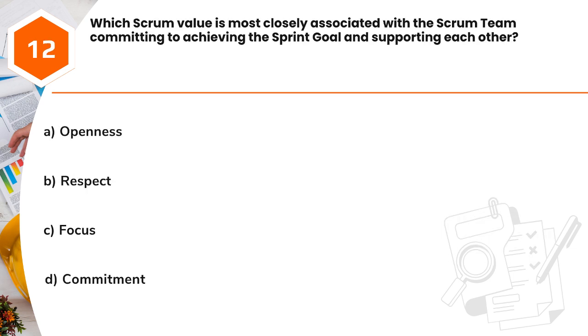Question 12. Which Scrum value is most closely associated with the Scrum team committing to achieving the sprint goal and supporting each other? A. Openness. B. Respect. C. Focus. D. Commitment.